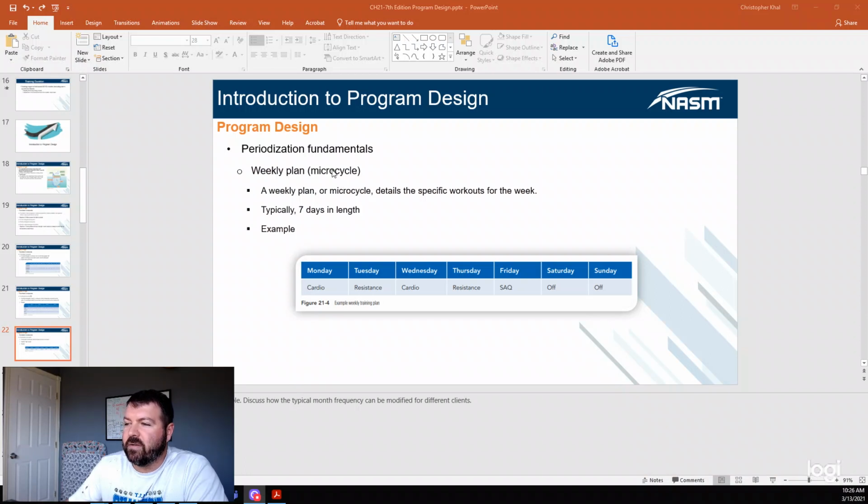onto the microcycle. So this is your weekly plan. The weekly plan, or microcycle, is specific workouts for the week, usually over 7 days. For example, as we went off the mesocycle, Mondays and Wednesdays are cardio. Tuesdays and Thursdays are the resistance training. Fridays are the speed, agility, quickness, and then Saturday is game, Sundays off. So they have nothing workout-wise on those days. It gives them time to recover.